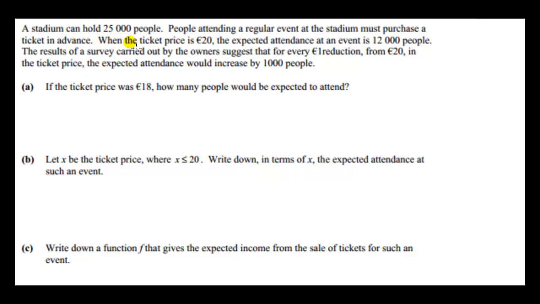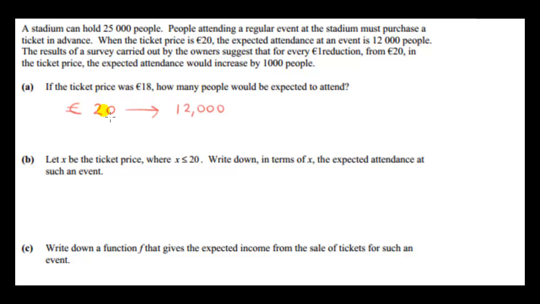A stadium can hold 25,000 people. People attending a regular event at the stadium must purchase a ticket in advance. When the ticket price is €20, the expected attendance at an event is 12,000 people. The result of a survey carried out by the owners suggests that for every €1 reduction from €20 in the ticket price, the expected attendance would increase by 1,000 people.